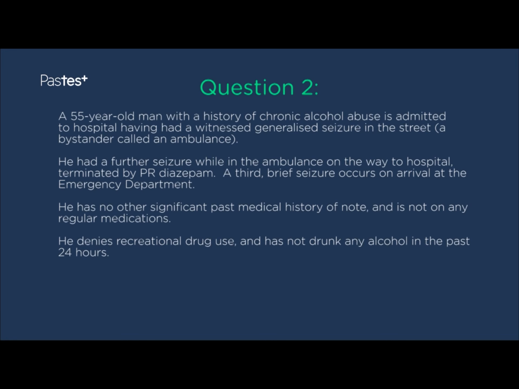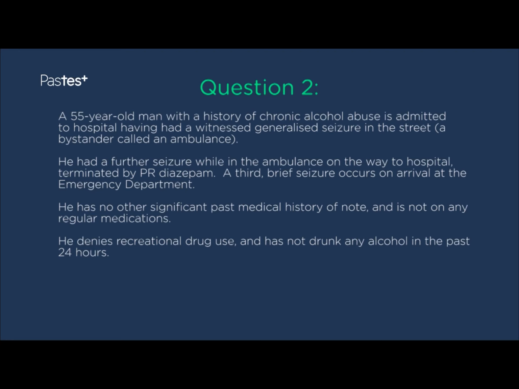Let's now consider question number 2. A 55-year-old man with a history of chronic alcohol abuse is admitted to the hospital having had a witnessed generalized seizure in the street. A bystander called an ambulance. He had a further seizure while in the ambulance on the way to hospital, terminated by PR diazepam. A third brief seizure occurs on arrival at the AED. He has no other significant past medical history of note and is not on any regular medication.